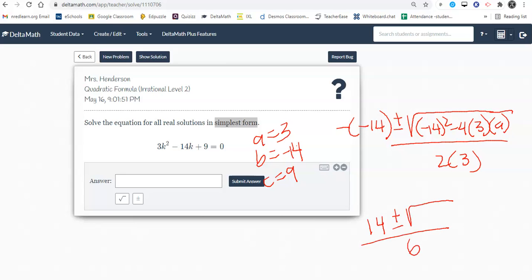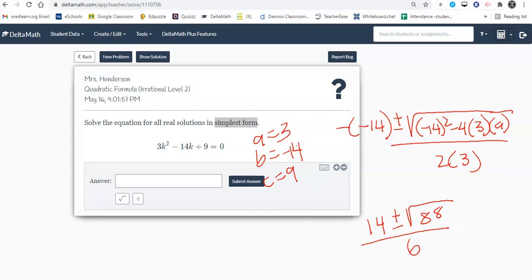And all I have to do is use my calculator to simplify that discriminant. So it's negative 14 squared minus 4 times 3 times 9. So I'm going to get 88. And then I'm going to try and simplify that 88.